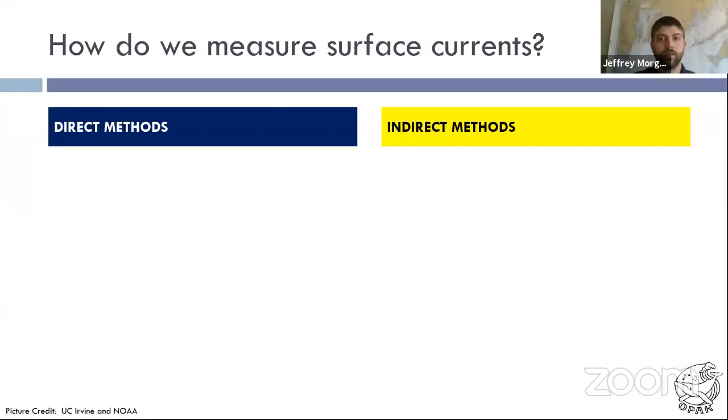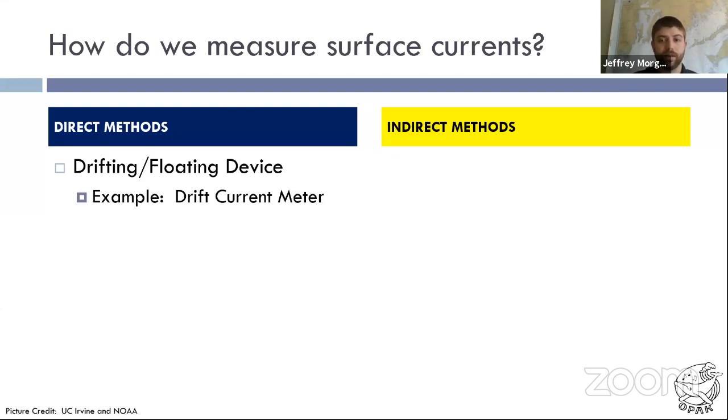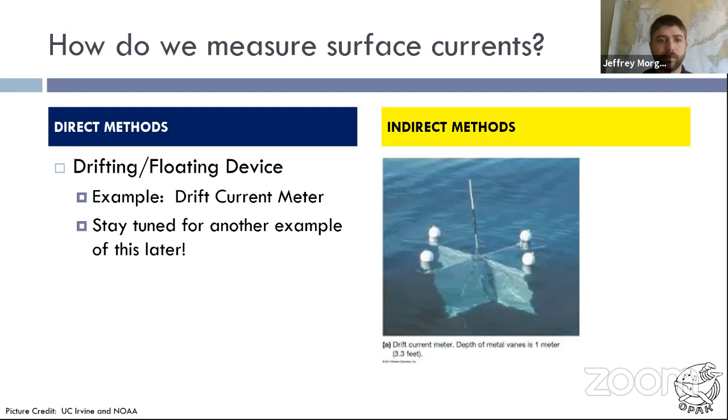So there are a few different ways that we can measure these surface currents, and these are how we have found things like the Ekman spiral and our gyres. We can just put a drifting or floating device in the water. So something like this drift current meter here, or just a buoy, and attach a radio signal to it so that we can track it as it moves through the ocean.